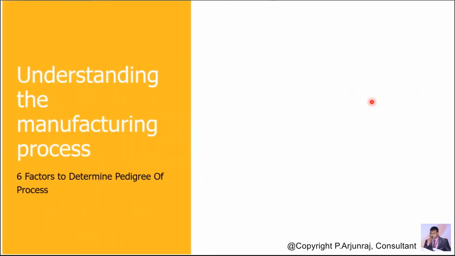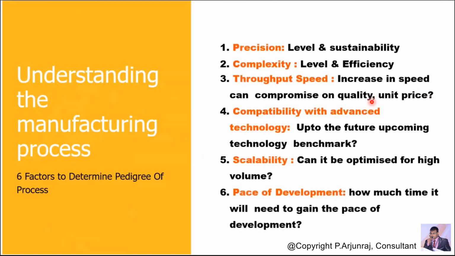So the first key thing is you need to understand the manufacturing process, and this is possible with the help of the 6 degrees of pedigree of process. The first one is precision, where you can understand the level, sustainability, and complexity. Then throughput speed: what is the speed at which you can run the process without compromising on quality. Then the current cost of your process. You should also look for compatibility with advanced technology, where you can look for some technological benchmark. And you should look for scalability, whether your process can still be optimized for higher volume.